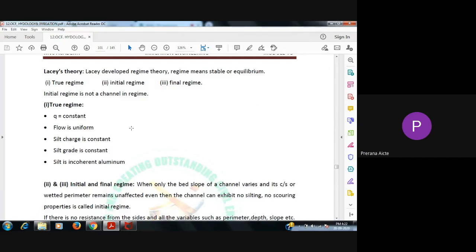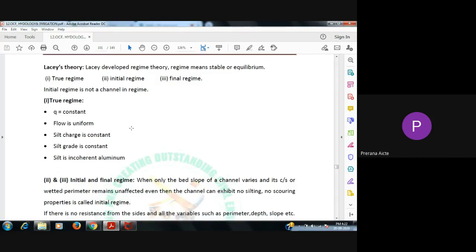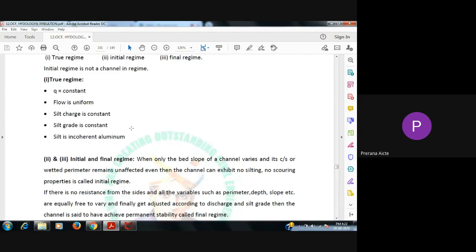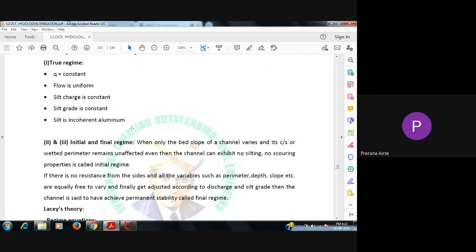It's called the regime theory. Regime means stable or in equilibrium. So there are three types: true regime, initial regime, and final regime. Right? Initial regime is not a channel in regime. So, true regime, let us say first. Q is constant, the flow is uniform, silt charge is constant, silt grade is constant, and the silt is incoherent alluvium. These are the characteristics of true regime.